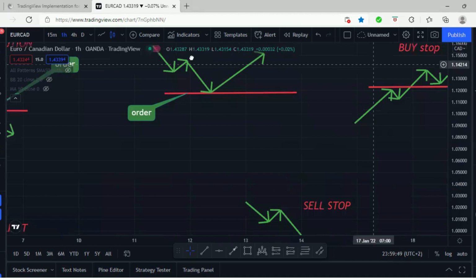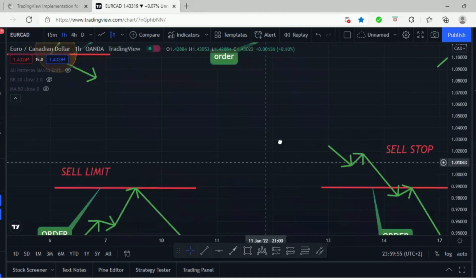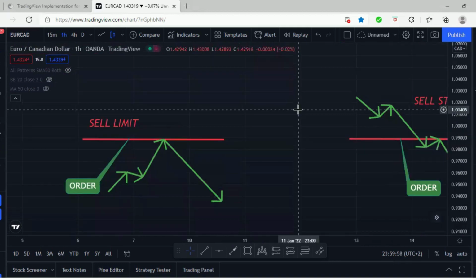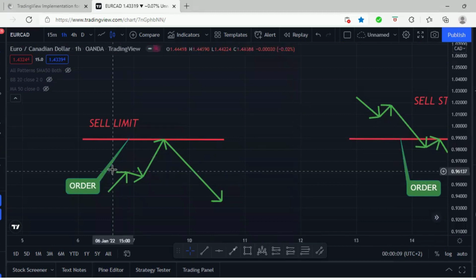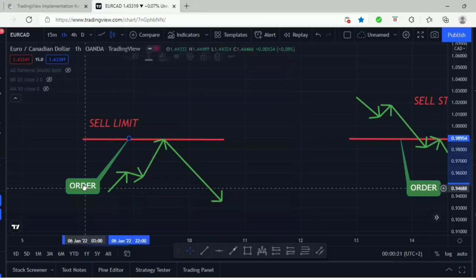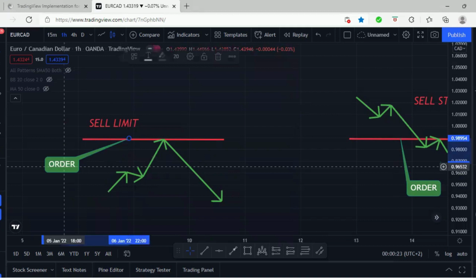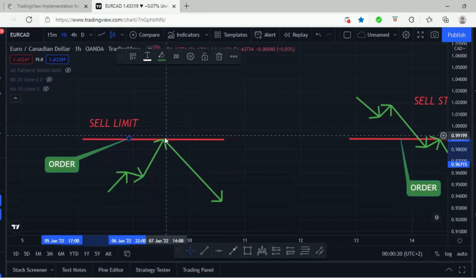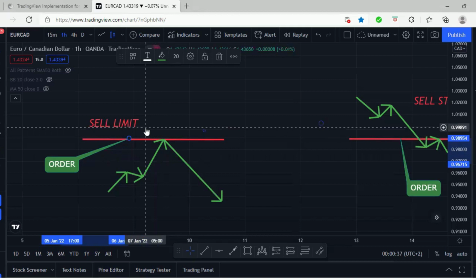Moving on to a sell limit. On a sell limit, the order is placed above the price. So let's say this was price. This is the current market price here at this point, which is 0.96071. And then you place your order there. So you place your order above the price, and then you wait for price to reach your order, which you placed as a sell limit, and it should go down.